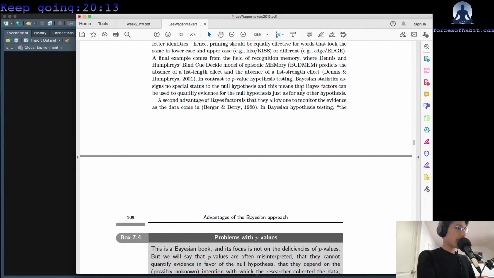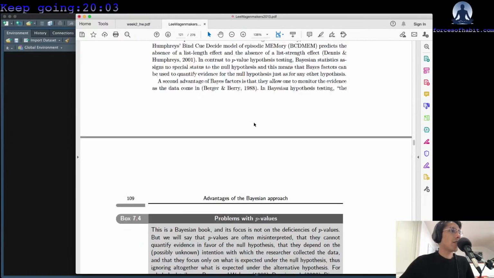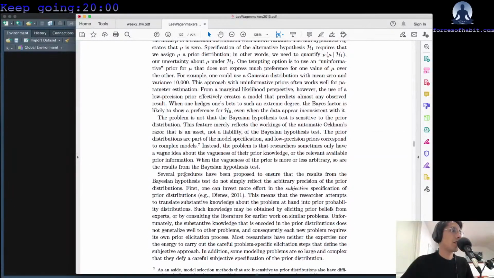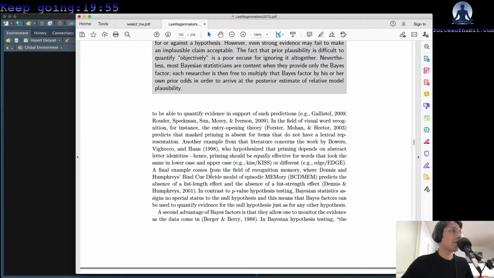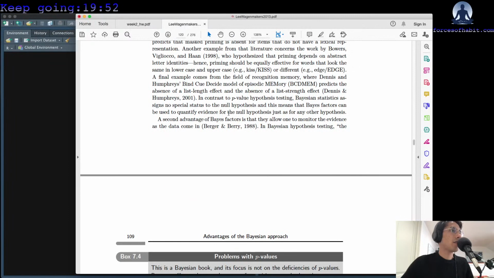Okay. I have some notes. Another useful thing. Second advantage: you can monitor evidence as it comes in. As additional evidence comes in, you can imagine that this marginal likelihood is just going to continue to average over that evidence. So we get more precise evidence over time.